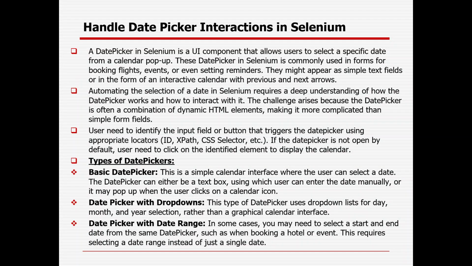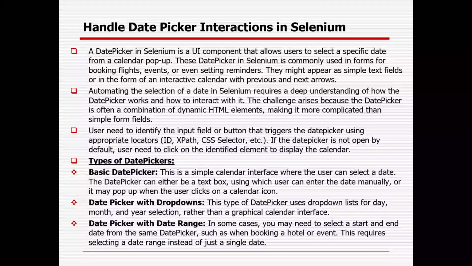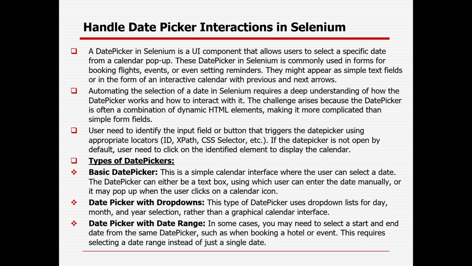So they might appear as a simple text field or in the form of an interactive calendar with previous and next arrows. Automating the selection of a date in Selenium requires a deep understanding of how the date picker works and how to interact with it. The challenge arises because the date picker is often a combination of dynamic HTML elements, making it more complicated than simple form fields. First, the user needs to identify the input field, or sometimes a button which triggers the date picker, using an appropriate locator. It can be ID, CSS, XPath, name, all this stuff.